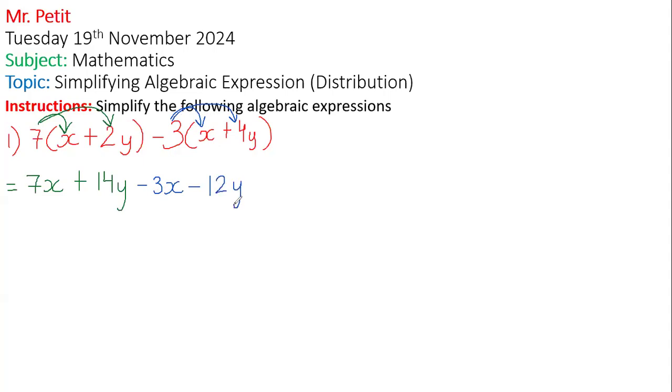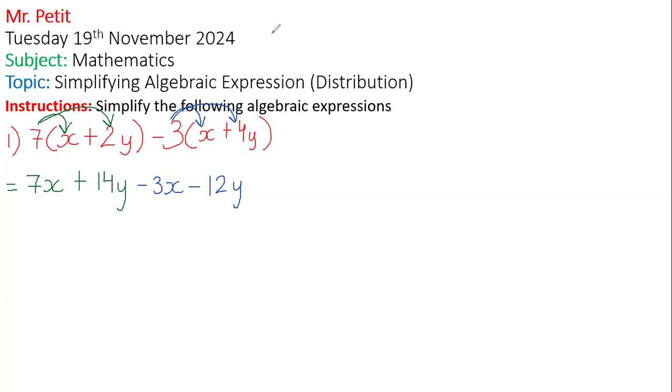Class, do you all understand that? Let me know before I move on. Yes, sir. So we have negative 3 times x, which gives us negative 3x. We have negative 3 times 4, which gives us negative 12. So are we done, or do we have to do something else? What do we have to do now? Collect the like terms.